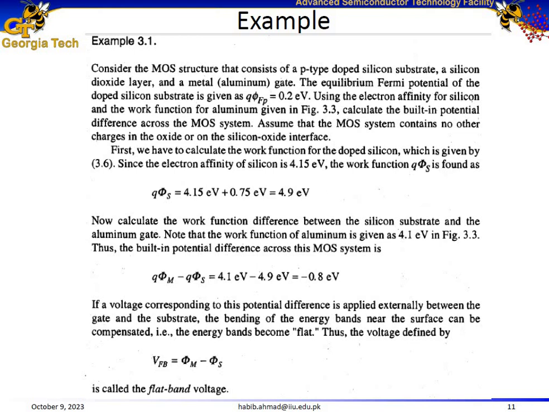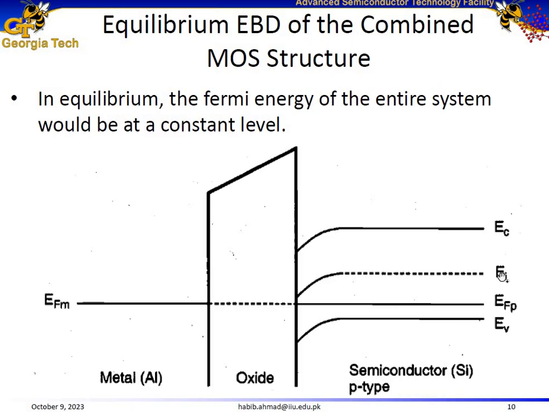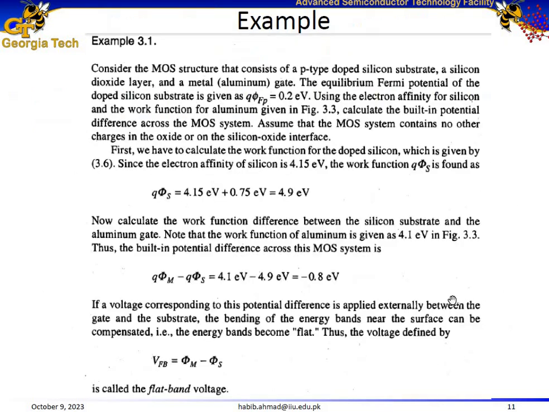Let us consider an example. In this example, we consider a metal oxide semiconductor structure where the substrate is p-type. Then we consider a silicon dioxide layer and a metal which is aluminum. We know that the work function of aluminum is 4.1 electron volts. The Fermi potential value is given, phi Fp is equal to 0.2 electron volts. The difference between the intrinsic energy level and the Fermi energy level is called phi Fp, and its value given in the example is 0.2 electron volts.